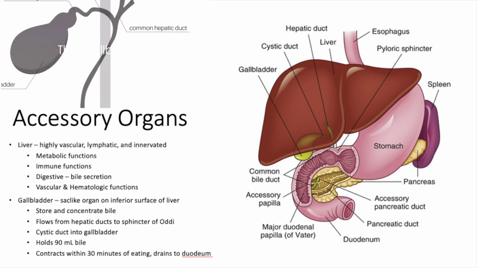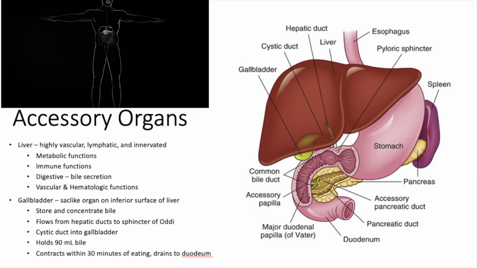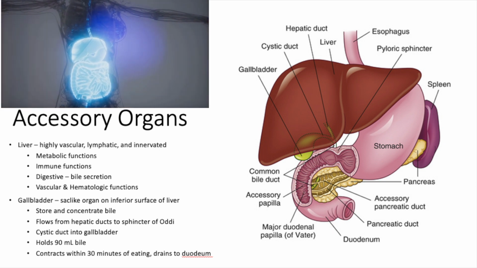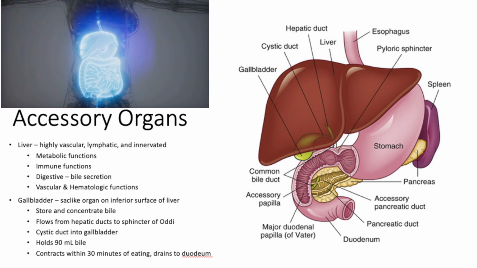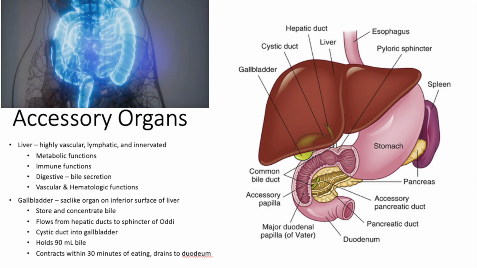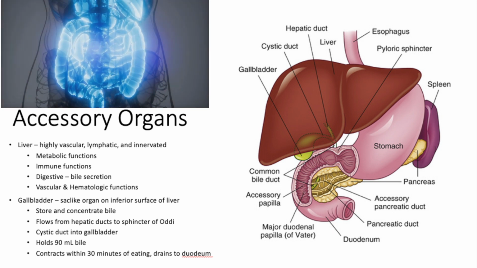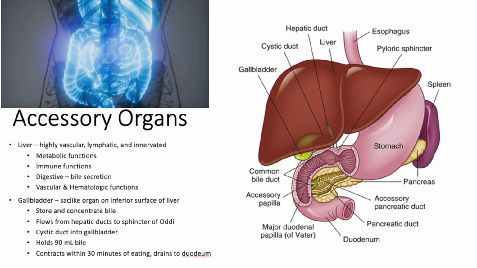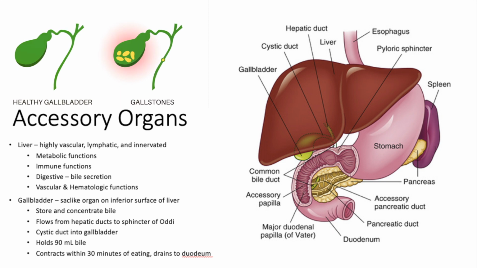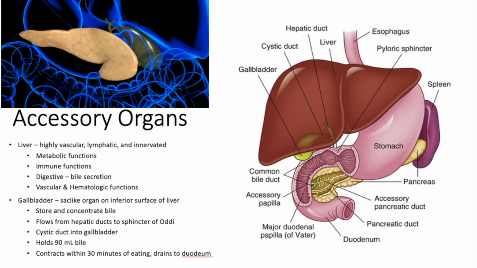The gallbladder is a sac-like organ on the inferior surface of the liver. Primarily, it stores and concentrates bile between meals. Bile flows from the hepatic ducts of the liver and enters the common bile duct where it meets resistance at the sphincter of Oddi. Bile flows back through the cystic duct into the gallbladder and is stored until needed for digestion. The gallbladder absorbs water and electrolytes, making the bile more concentrated. It can hold approximately 90 milliliters of bile.